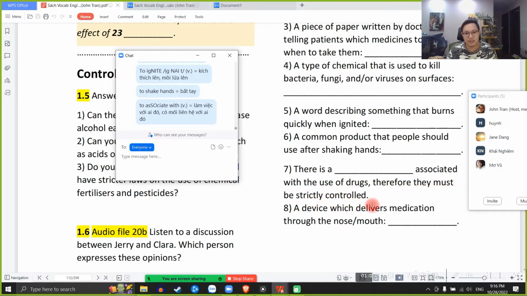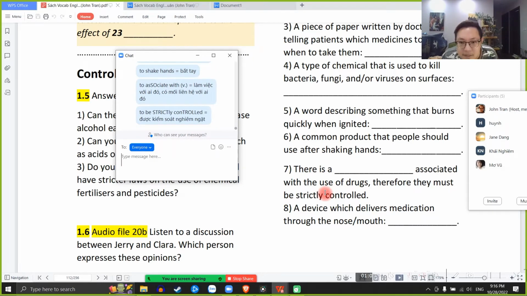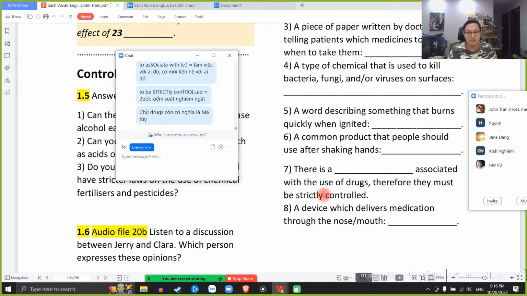Therefore, they must be strictly controlled. Do đó, chúng bắt buộc phải được kiểm soát một cách rất nghiêm ngặt. To be strictly controlled. Cái chữ drugs nó còn một nghĩa khác, nó chính là ma túy nha các bạn. Chữ drugs còn có nghĩa là ma túy. Nên các bạn phải cẩn thận cái từ này.